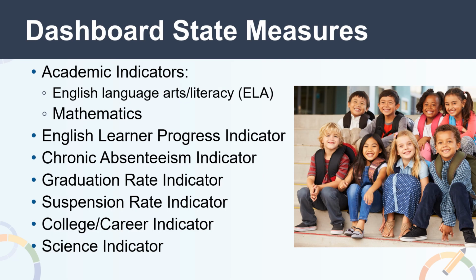In 2024, the dashboard will display performance through 7 state measures. They are academic indicators, which includes measures for both English Language Arts and Literacy, or ELA, and mathematics, English Learner Progress Indicator, Chronic Absenteeism Indicator, Graduation Rate Indicator, Suspension Rate Indicator, College Career Indicator, and now the Science Indicator. For our next topic, I'll turn it over to Sarah to talk about the specifics of the Science Indicator.